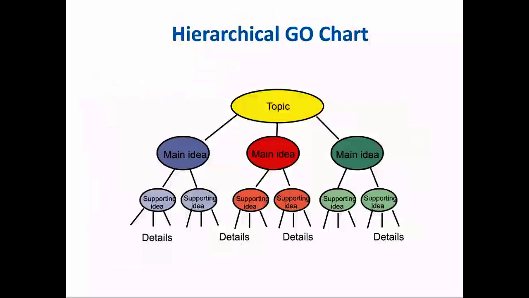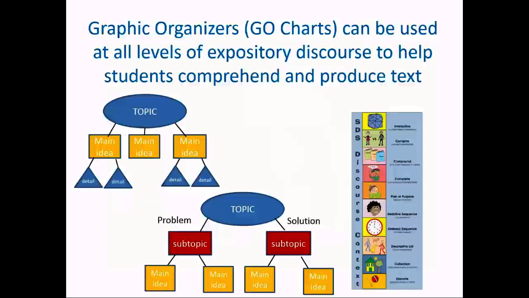So this would be an example where we see a more completed hierarchical Go chart. This one doesn't have the level of subtopics. This one just goes into a single topic that has a main idea, another main idea, and another main idea with supporting details or supporting ideas, and then finally details. So there are many, many formats of hierarchical graphic organizers depending on how you want to organize the information. Okay, but the Go charts, and we're going to primarily talk about hierarchical ones, but also show others, are going to be used at all these levels to help students comprehend and produce text.